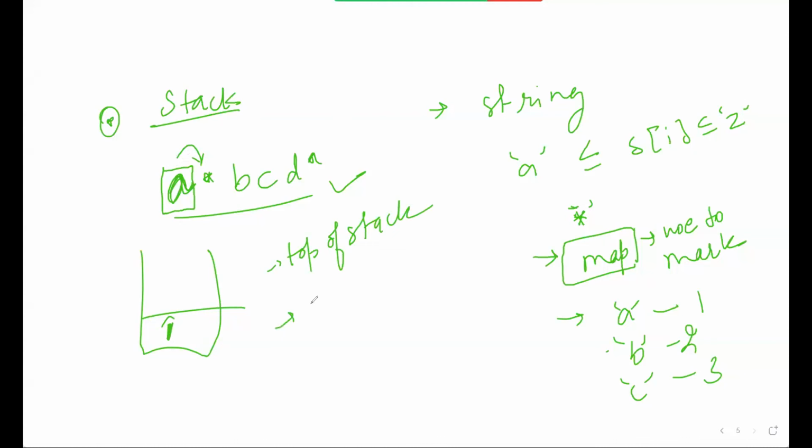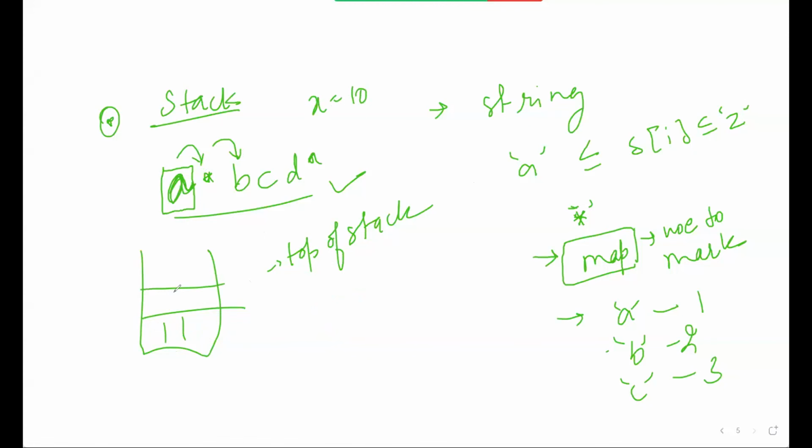So you'll get this value, increment it by X. Okay, so after getting the asterisk, the top value is changed to 1 plus x. So suppose x is 10, it will be changed to 11. So it becomes 11 and you move to the next character.